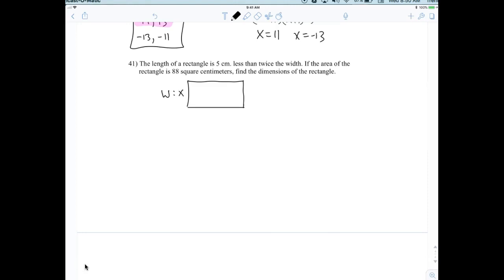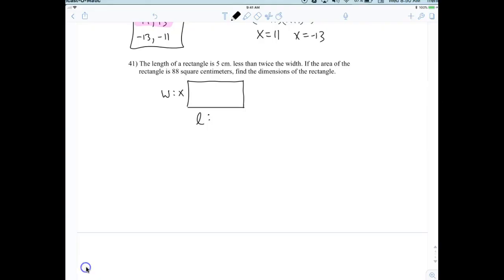And the length then would be what? Somebody tell me what the length would be. 5? What? Stop. Someone tell me something. 5 centimeters less. Say it again. Twice. What does twice mean? X times 2. 2x. What? Oh, you guys are killing me. How is it? 2x minus 5.